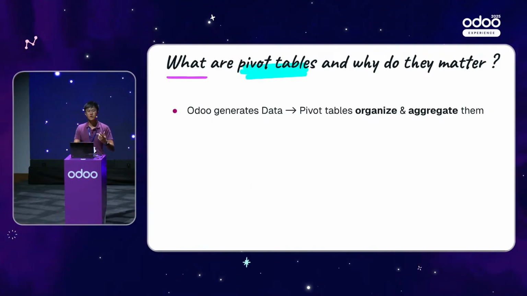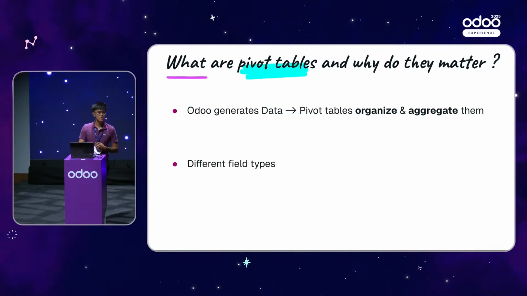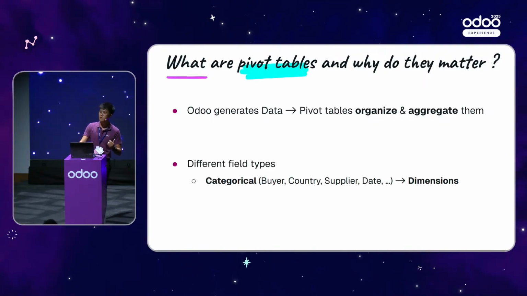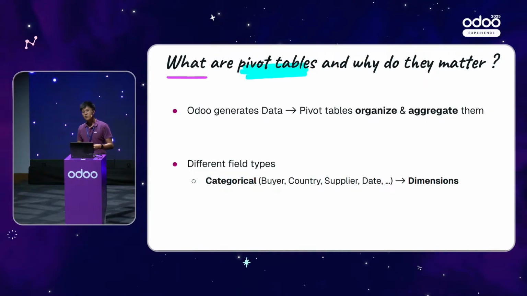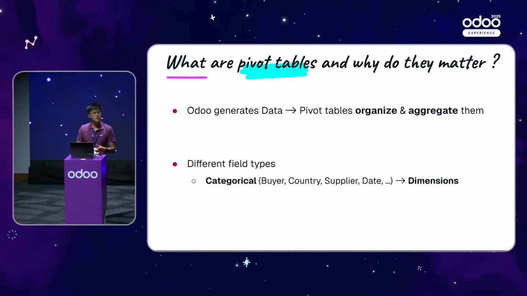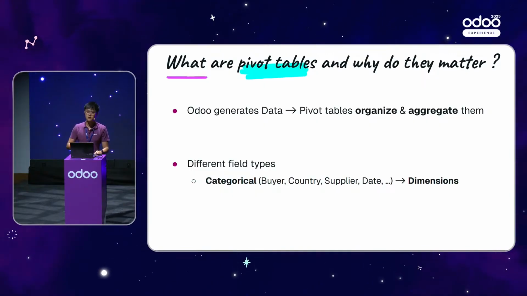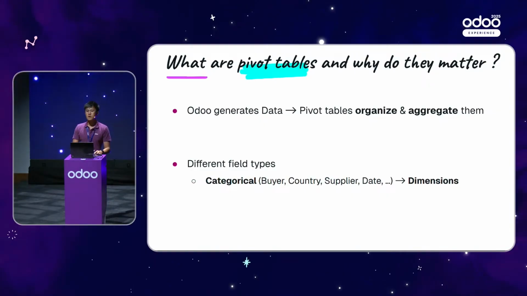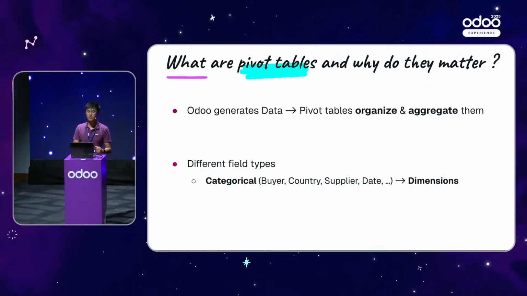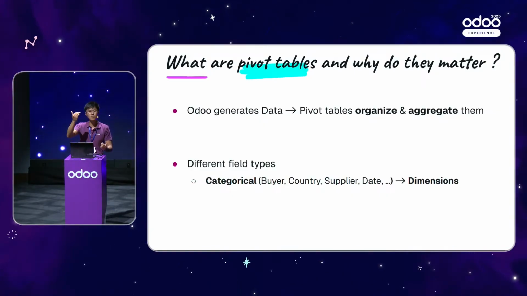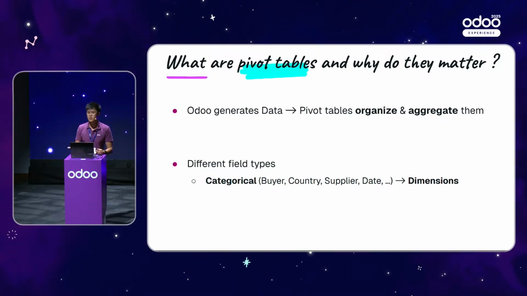Okay, so a field is an information. And there are two different types of fields. The first one is categorical. Categorical fields are like the buyer, the date, the country, and those will be used as dimensions of your pivot. As we saw together before, we had columns per date and probably rows per product or per purchase managers.